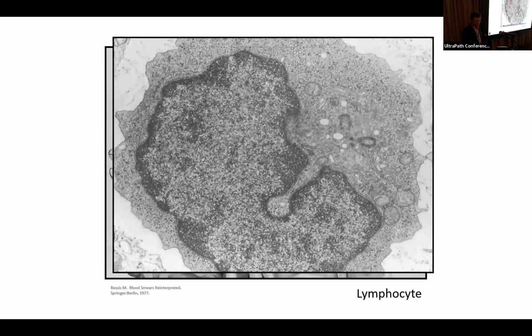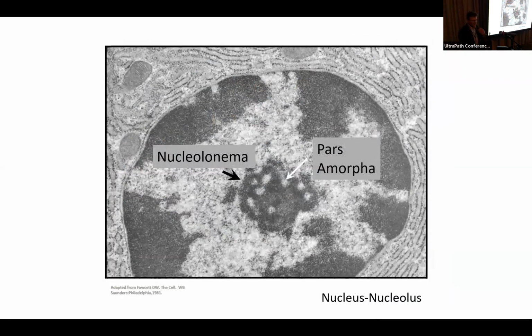And we're going to begin with a quick tour of the cellular landscape here, considering with its most prominent organelle, the nucleus. Within the nucleus are usually found one or more nucleoli. The structure varies a bit from one cell type to another, but these typically exhibit open regions called the pars amorpha here, and a more condensed thread-like component called the nucleolonema.